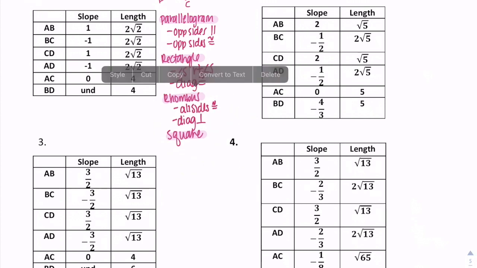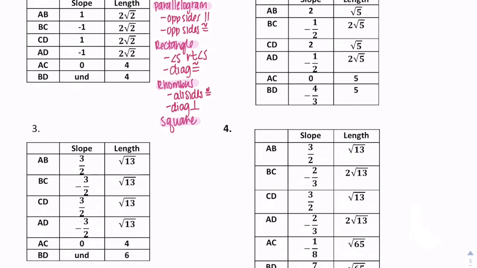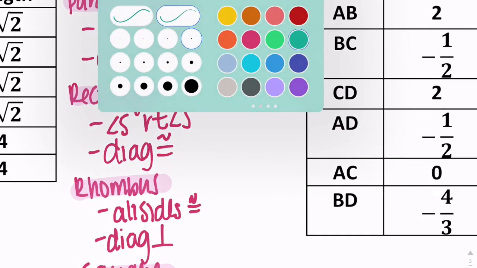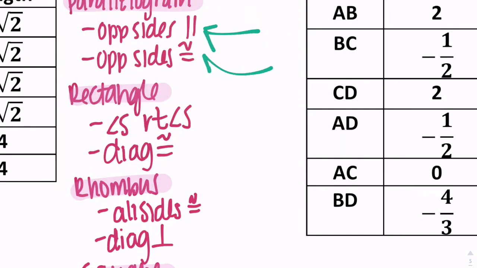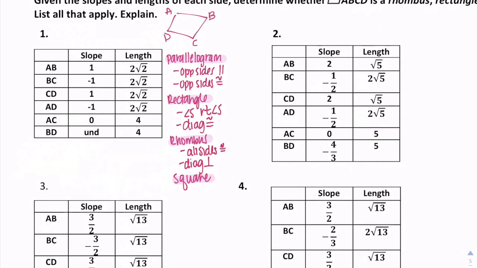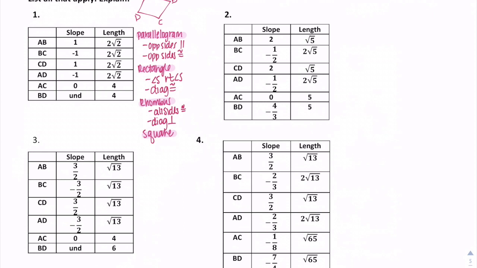So this is what I'd like you to do. For the rest of these, I want you to go through and do the same tests I just walked through. Is it a parallelogram first? Yes or no. Is it a rectangle? Yes or no. Is it a rhombus? Yes or no. Choose any of the tests you want. You don't have to look at both of these, right? Technically, it only has to pass one test for it to be true. So go ahead and do that for 2, 3, and 4.